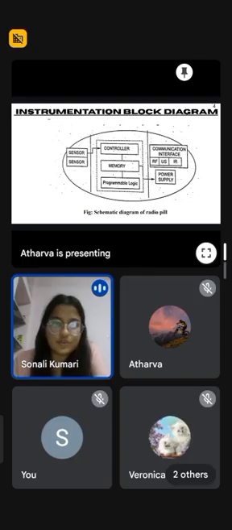Now I will continue with the instrumentation block diagram, which consists of sensors. Then it goes to the controller, then the memory, where programmable logic and operations take place, and then it goes to the power supply.